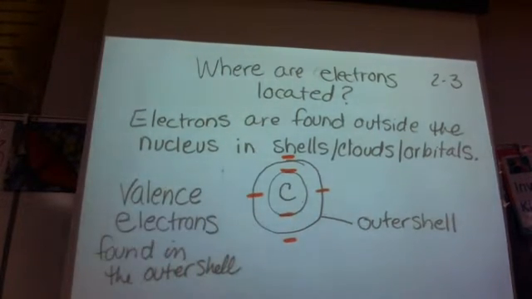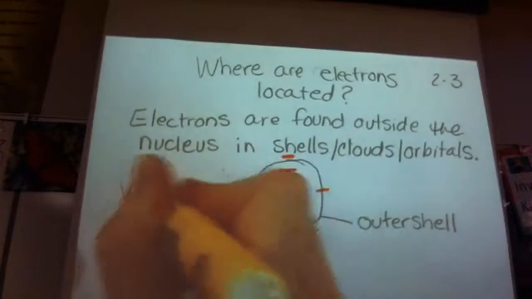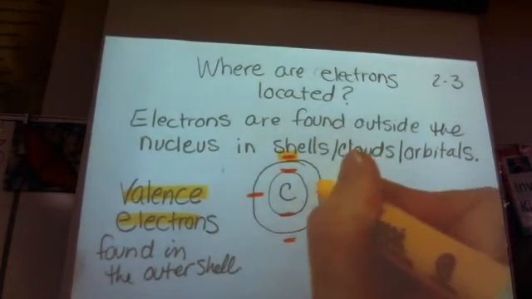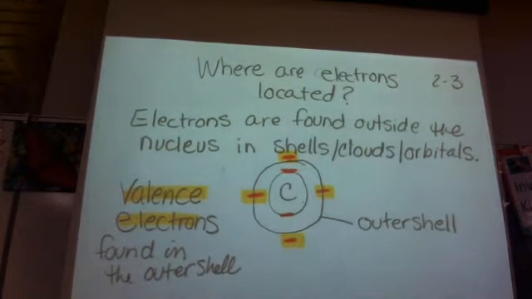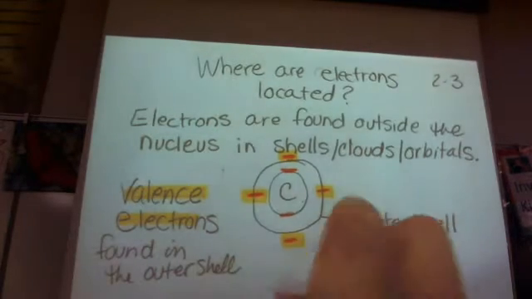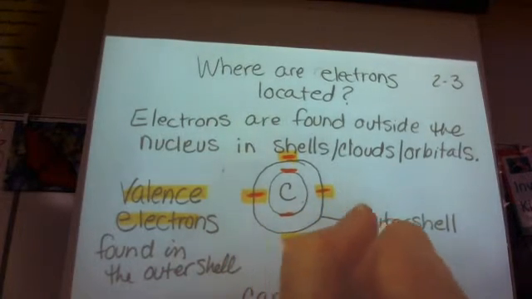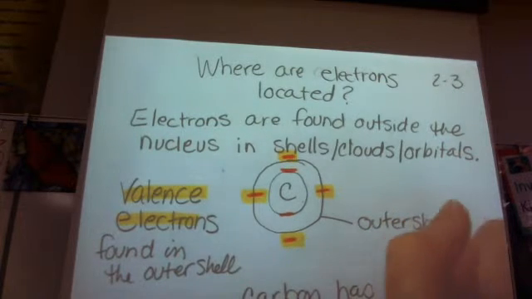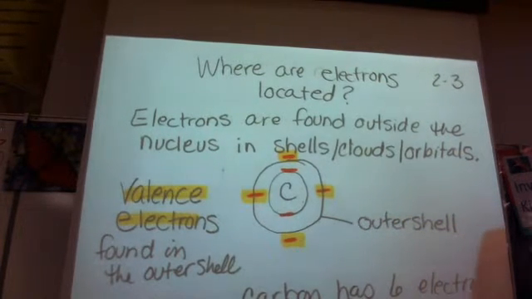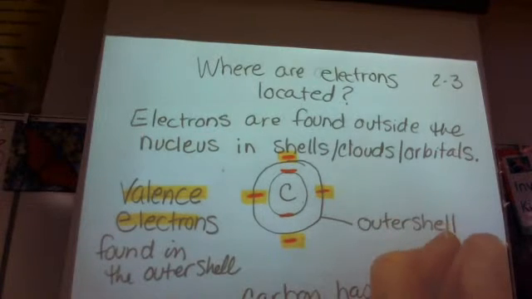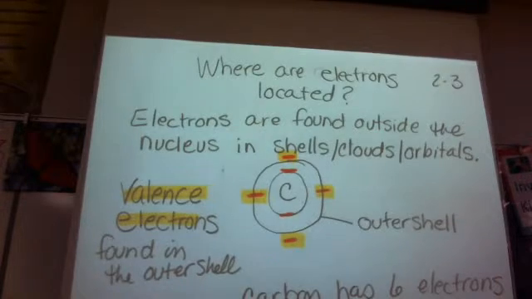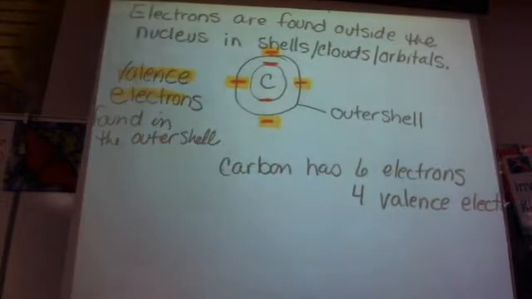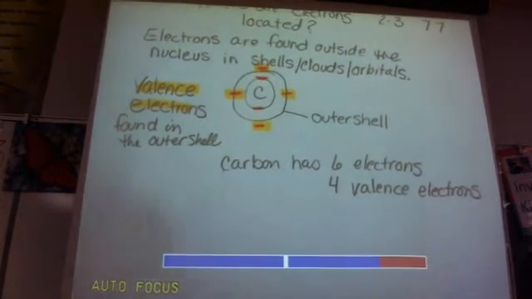So I'm going to highlight those. So my valence electrons are here, here, here, and here. There's 4 valence electrons. So carbon has 6 electrons and 4 valence electrons. There you go.